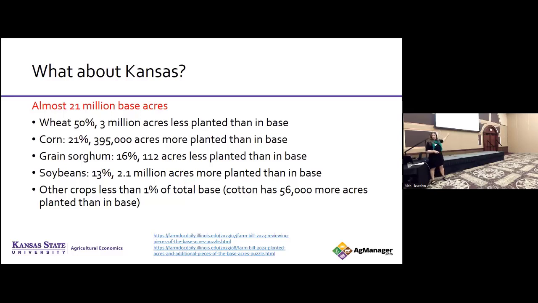We have over 200 million base acres. About half of this is for wheat. But 3 million acres less are planted to wheat than there is base. So that wheat base is either nothing's being produced on, I think largely it's in corn or something else. 21% of base is for corn. We have more corn than there is base acres. Grain sorghum is 16% of base. That's pretty much in line. Last one is soybeans. That is 13% of our base, but we plant a lot more soybeans than we have base. So in Kansas, at least, what we're producing now is not in line with our base acres.